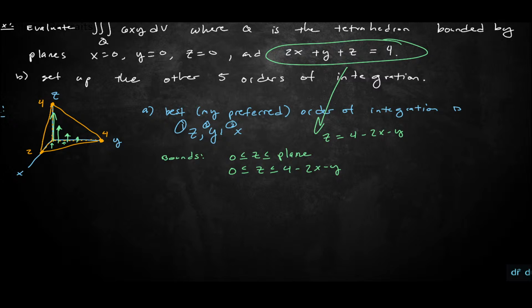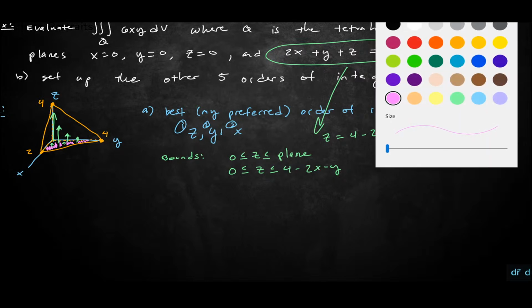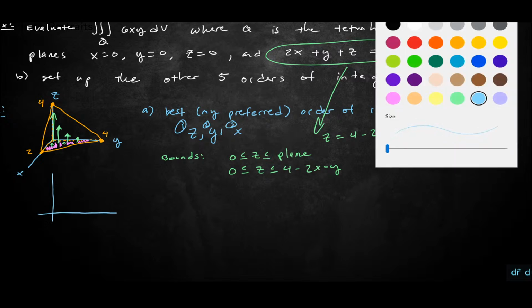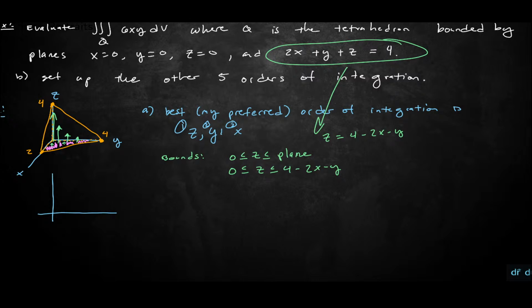Now, for what xy values am I doing that for z? Well, everything down here in this triangle, this pink triangle, are my bounds for x and y. So for x and y, I'm going to draw it like this. I know on the y direction it's at 4, and on the x direction it's at 2. And I have this triangle here in the xy direction.